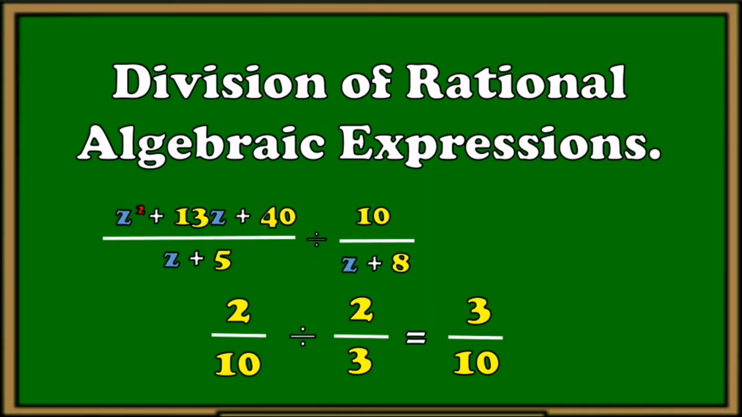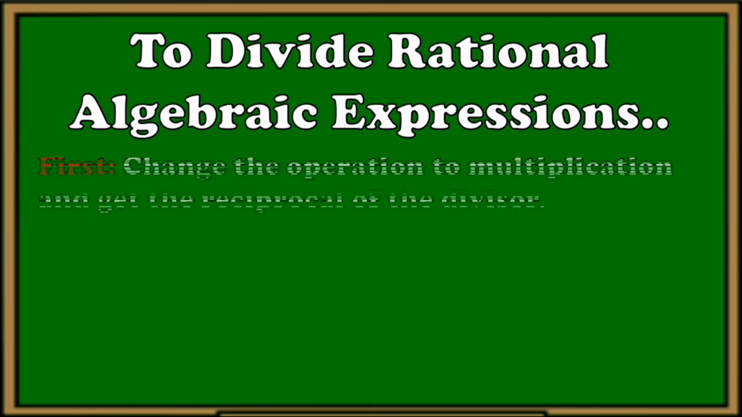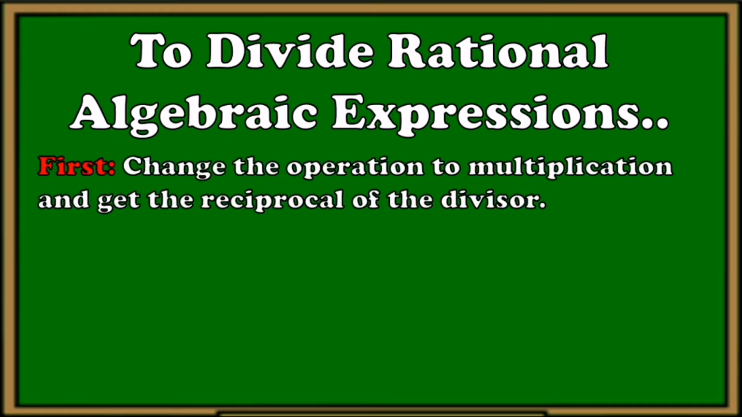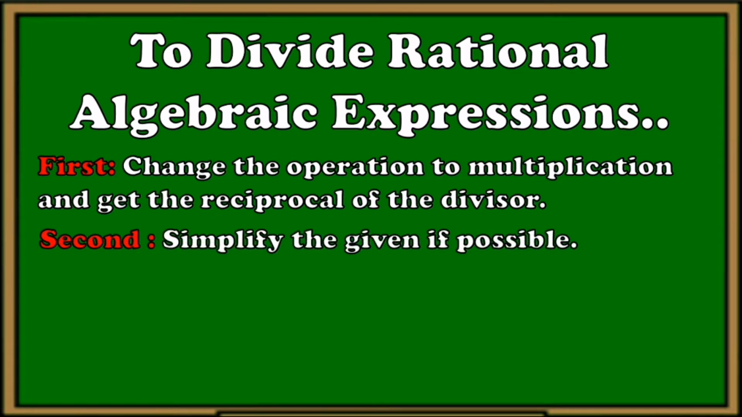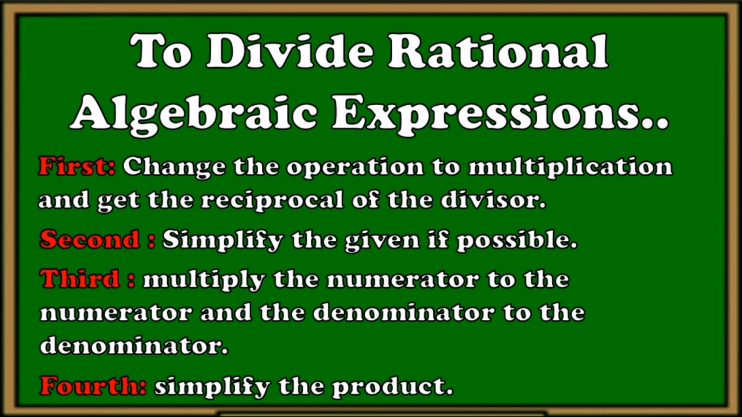Good day, class. Today's topic is about division of rational algebraic expressions. To divide rational algebraic expressions, first, change the operation to multiplication and get the reciprocal of the divisor. Second, simplify the given if possible. Third, multiply the numerator to the numerator and the denominator to the denominator. And fourth, simplify the product.